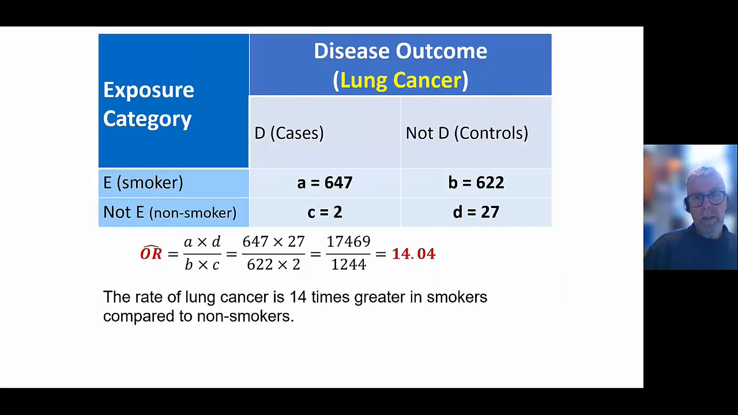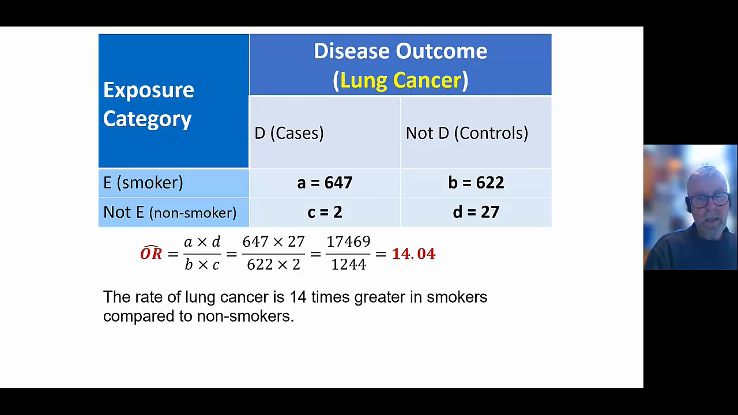So, applying the given formula to the data, we get the value of the odds ratio at just over 14.04, which is way bigger than the null hypothesis value of 1. So from this data, therefore, Doll and Hill estimated that the rate of lung cancer was around 14 times greater in smokers compared to non-smokers.